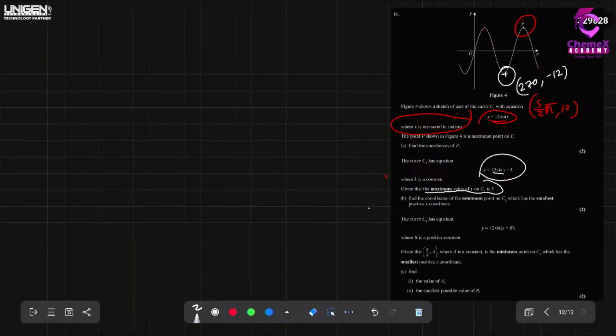You know that the maximum value was 12. For it to be 3, what should k be?